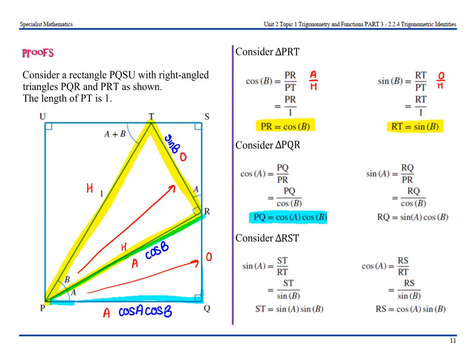Looking at my sine ratio, I've got RQ over PR. So that's RQ over cos B. So that means my RQ is sine A times cos B. So that's this.